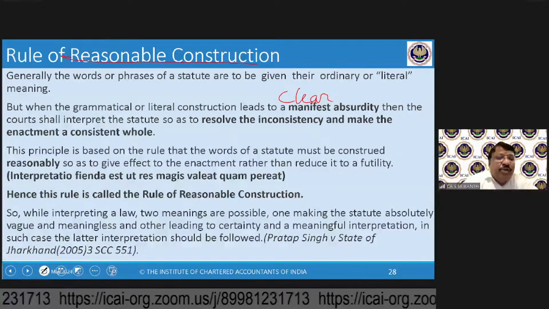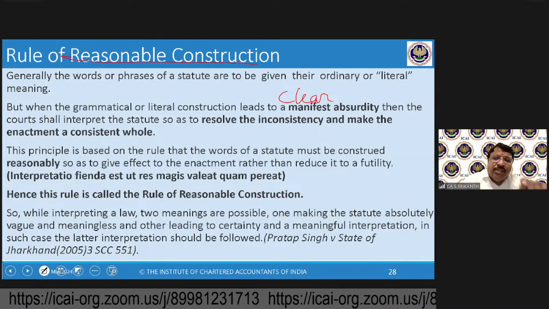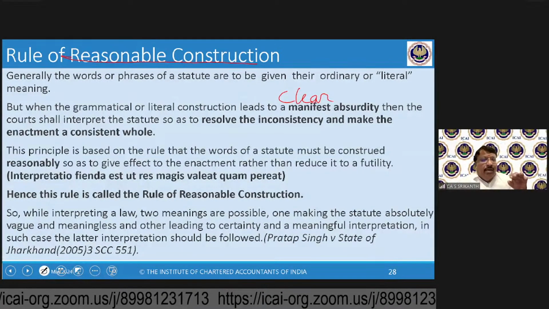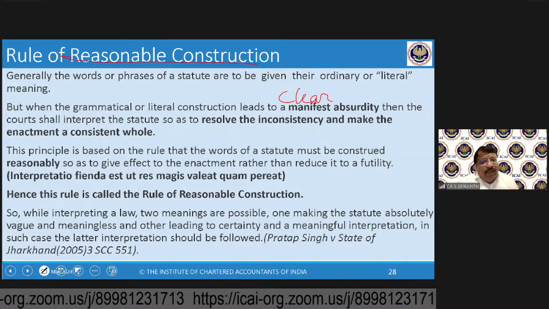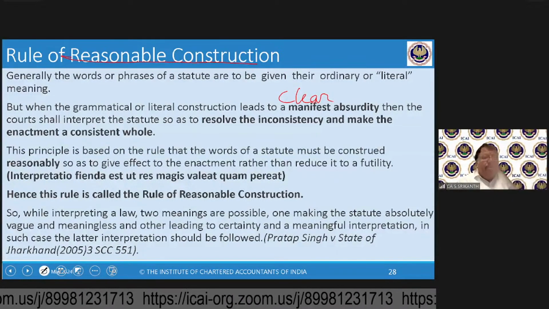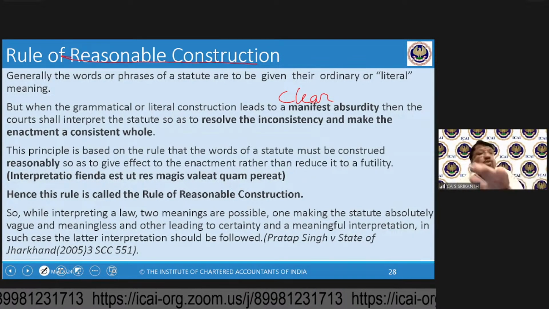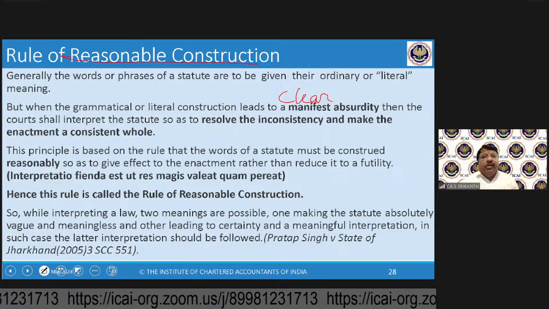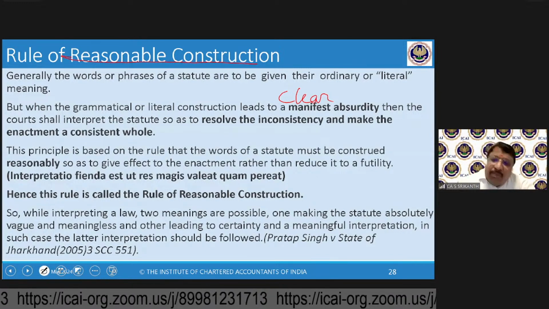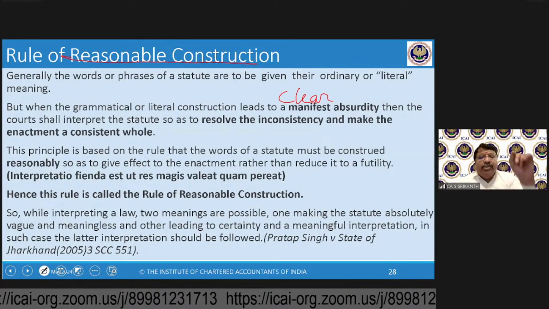So, interpretatio fienda est ut res magis valeat quam periet. Sometimes this is simply called ut res magis valeat quam periet. The idea is, where there is a confusion, use that interpretation which gives meaning rather than reduces it to futility. This is called the rule of reasonable construction. My guru always goes by this. He says, Srikanth, don't reduce it to futility. Always give life and soul to the enactment. So while interpreting a law, if two meanings are possible, one making the statute absolutely vague and meaningless, and the other leading to certainty, then the latter interpretation should be followed.